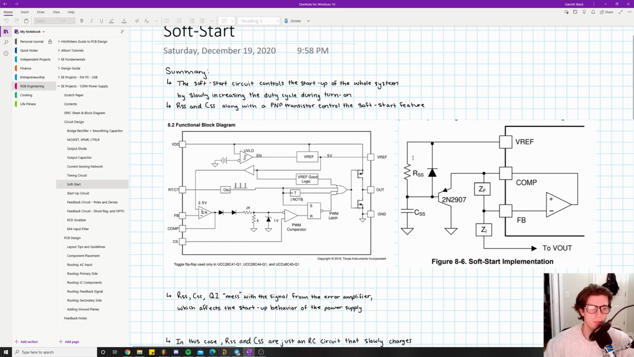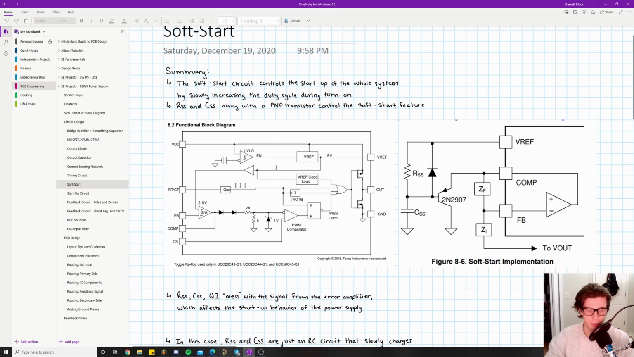So after T equals some time, this node right here will be driven high, which will cause this transistor to stop conducting. To further explain what it's doing, after a certain length of time, this COMP pin is no longer being shorted to ground. Therefore, after a certain length of time, this error amplifier signal can pass through and go to the rest of the internal parts of the chip. So I hope that makes sense.